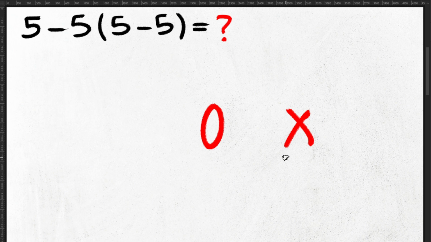Make sure you watch until the end, because I'm going to explain one of the most important rules in mathematics, the order of operations, and I also have a challenge waiting for you at the end of the video. So let's see why 0 is not the correct answer.